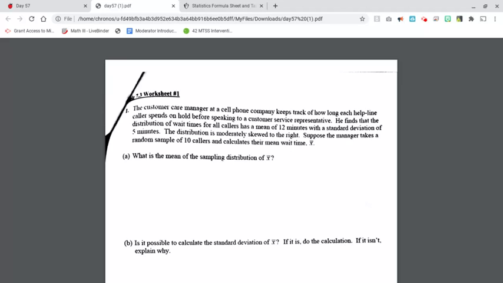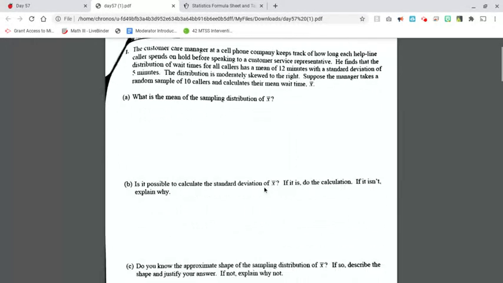So what is the mean of the sampling distribution of X bar? The mean of the sampling distribution should always equal or be approximately the same as the mean of the population. So if the mean of the population is 12 minutes, then we also want X bar, the mean of the sampling distribution, to be 12 minutes.